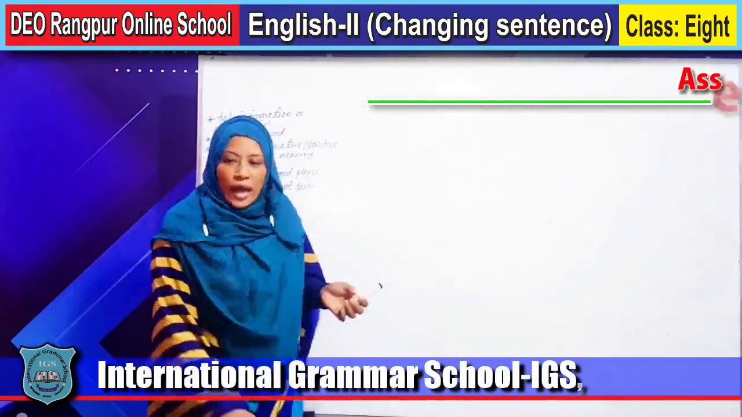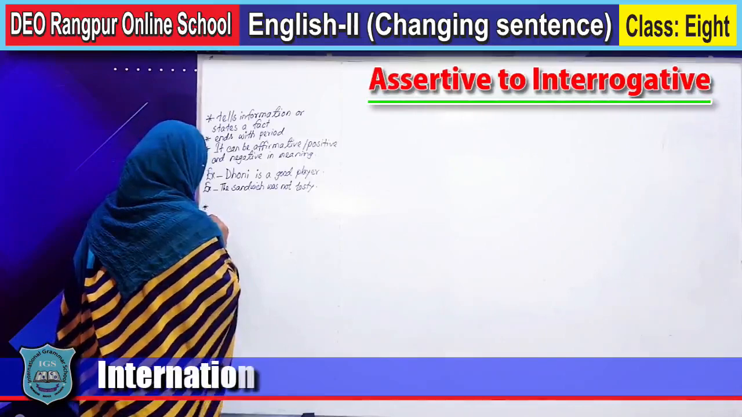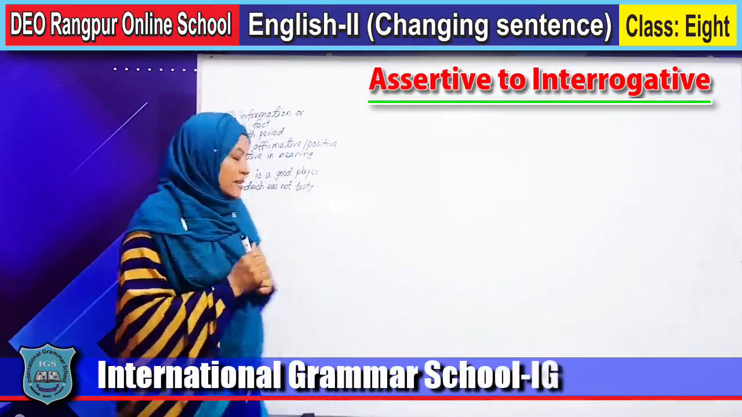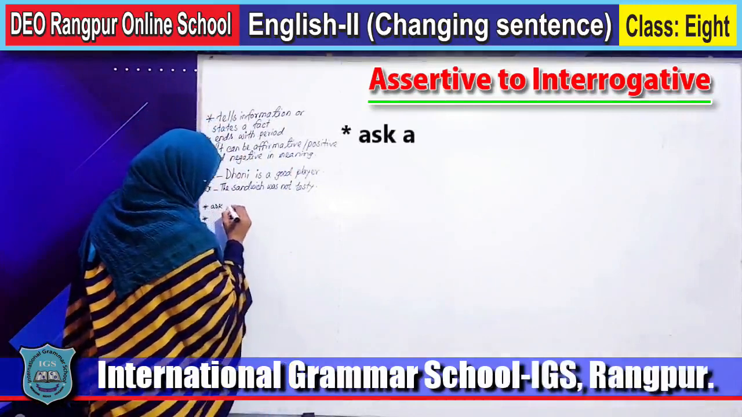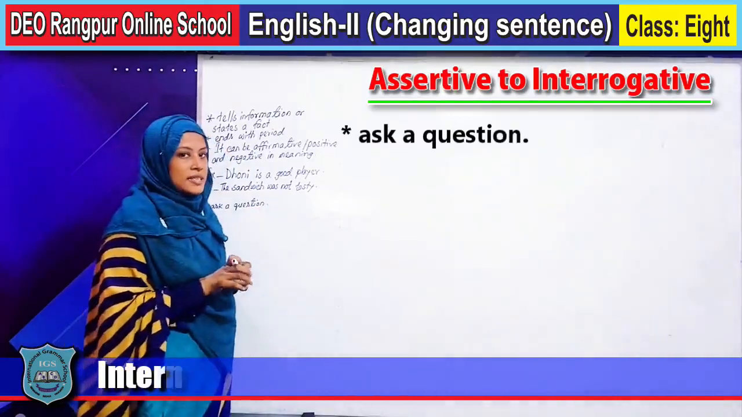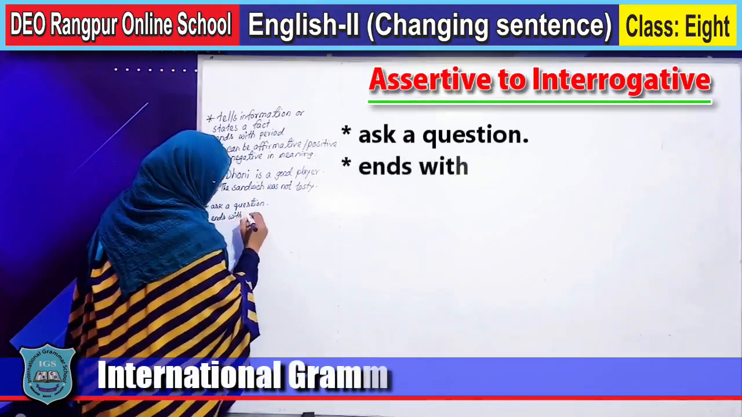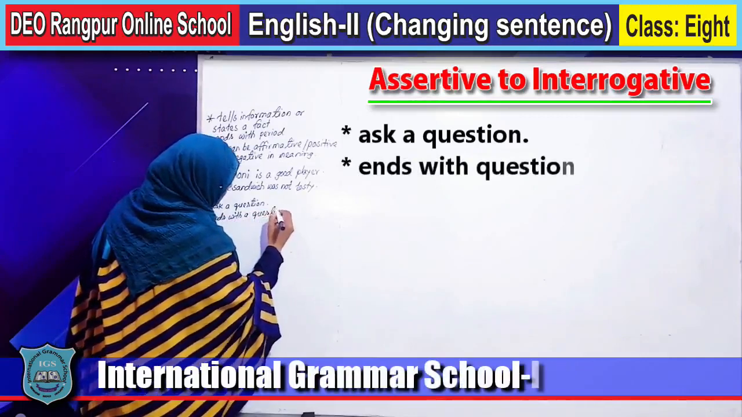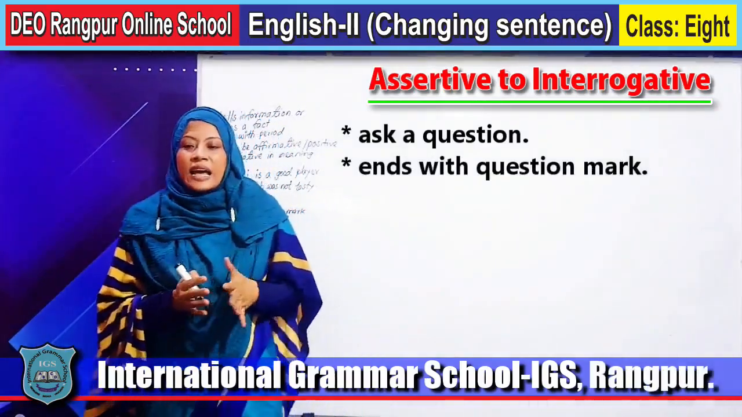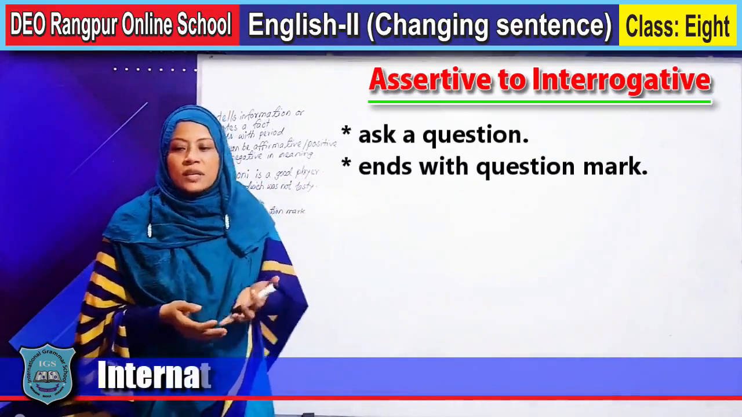Now we will learn about the interrogative sentence. An interrogative sentence asks a question. It ends with a question mark. Again, what is an interrogative sentence? An interrogative sentence always asks a question and it ends with a question mark.